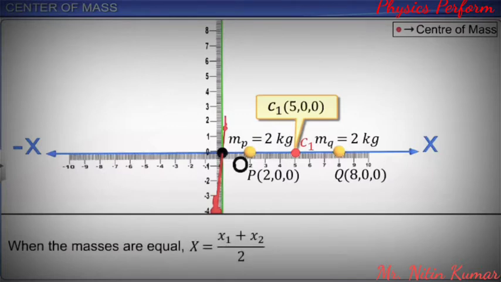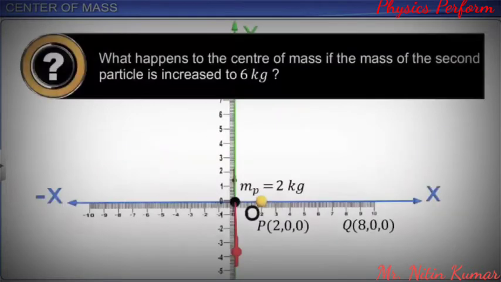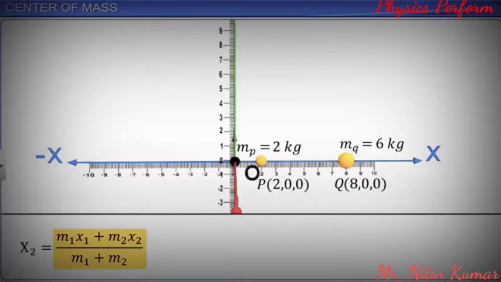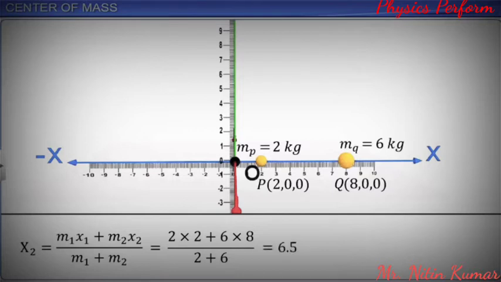What happens to the center of mass if the mass of the second particle is increased to 6 kg? x is equal to m1 x1 plus m2 x2 by m1 plus m2, which is equal to 2 into 2 plus 6 into 8 by 2 plus 6, equal to 6.5. The center of mass C2(6.5, 0, 0) moves closer to the heavier mass.